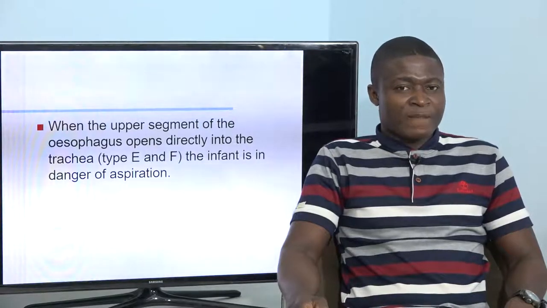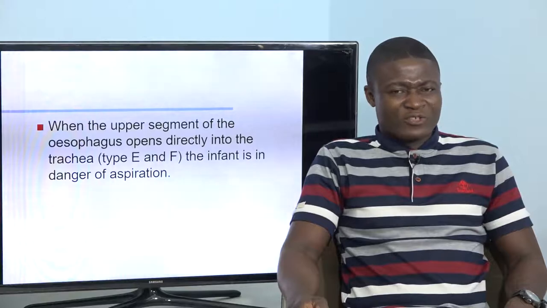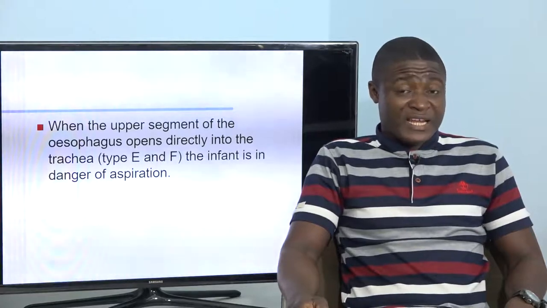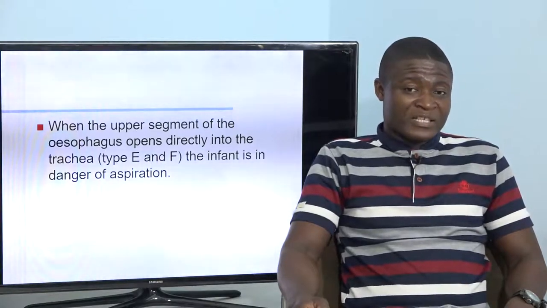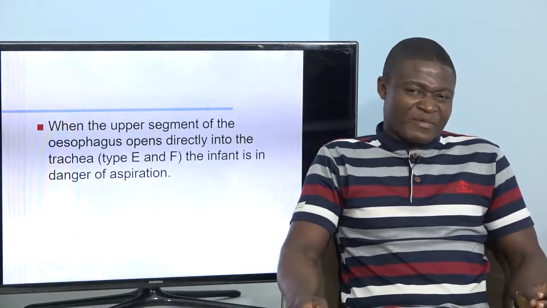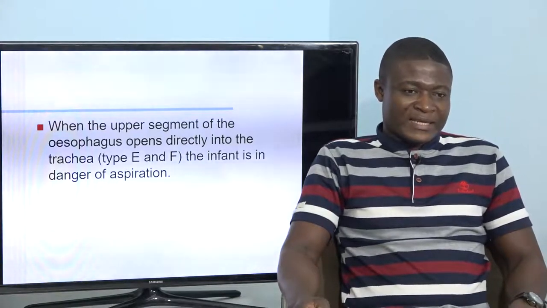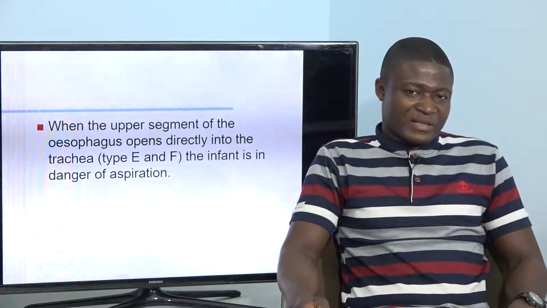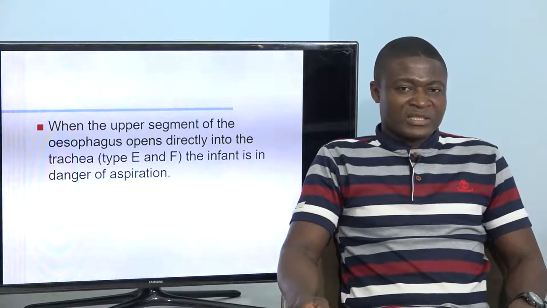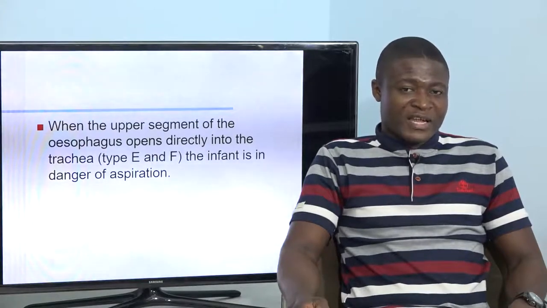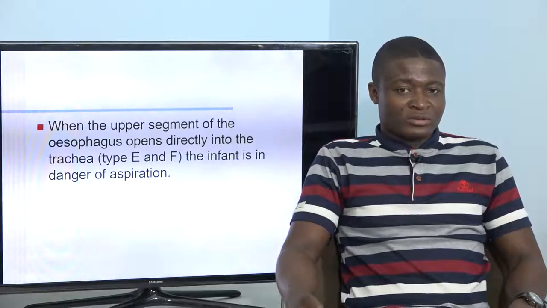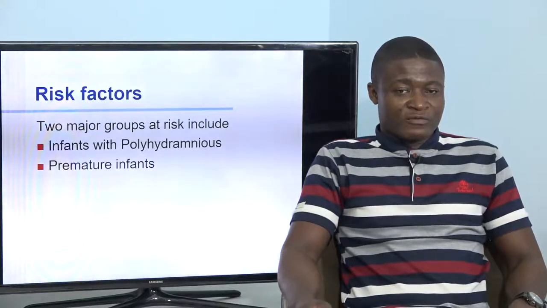So what we're saying is, in the type E and the type F, remember the esophagus, the part that is coming from the mouth, is connected to the trachea. In that case, anything you take from the mouth, breast milk, formula or whatever, the content goes directly into the lungs. And this is going to lead to what we call aspiration. This infant can easily die off.